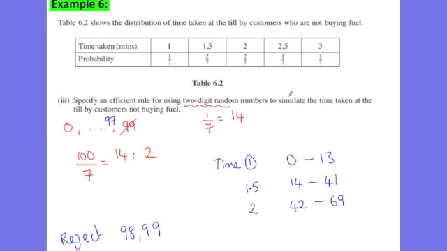Next, we're back to 1/7, which is 14. So we will go for 2.5 from 70 up to 83. And then lastly here, for time taken being 3 minutes, we are looking from 84 to 97. Our 2 numbers here that we are rejecting, we state that they are rejected and not part of the rule here.